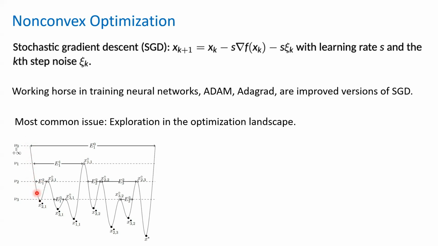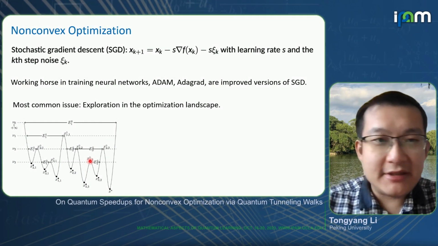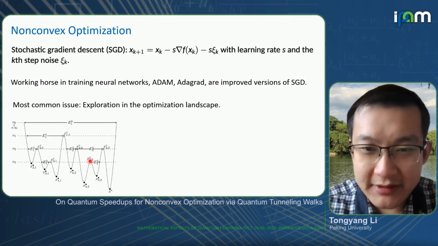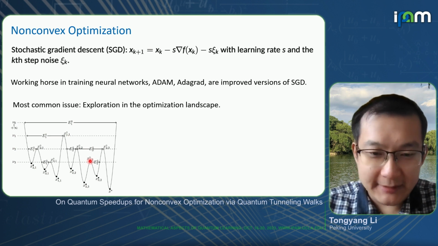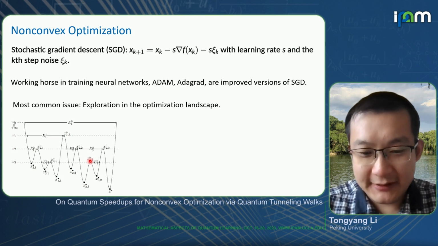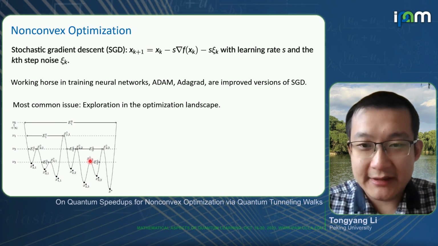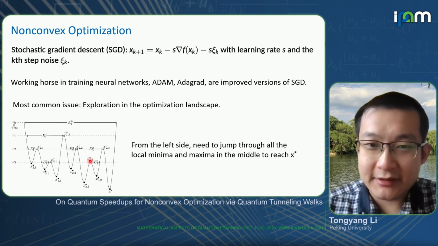Maybe due to stochasticity, you can go through this and this. But unfortunately, this barrier is really high for stochastic gradient descent, right? It's in general very difficult to jump through that and then jump through that. So in general, this is really difficult, and exploration in the optimization landscape is one of the most outstanding issues that such optimization problems should address.